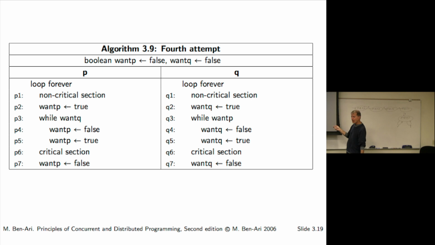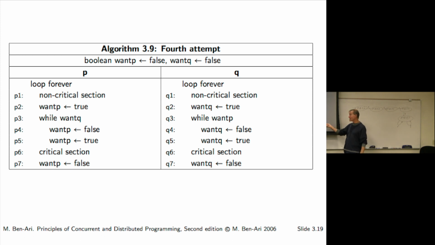Now, this is kind of like a spin lock, but it's not exactly a spin lock because what are we doing in P4? Want P gets false, and then want P gets true. What the heck does that do? It allows for interleaving between P4 and P5. Oh my goodness. And this allows for interleaving between Q4 and Q5, also. Remember where that deadlock came from? We were stuck in those await statements.